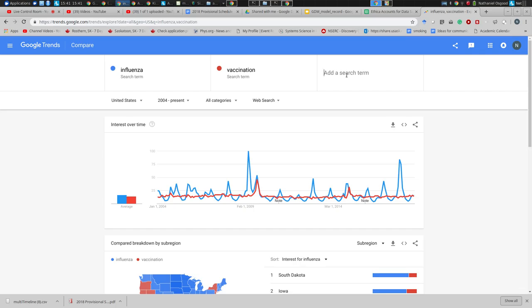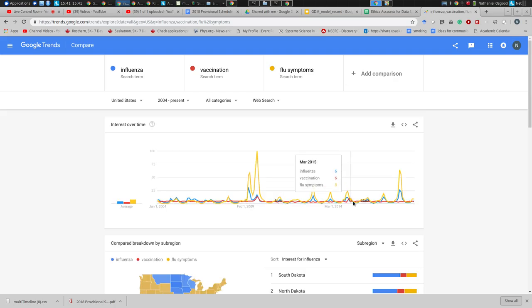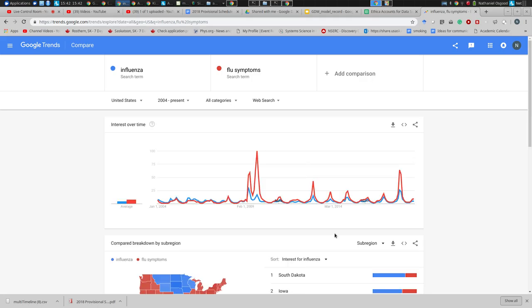Another thing I might look at is flu symptoms, something like that. And here you'll find a pattern. In this case, it's yellow, which has a high degree of covariation. For ease of seeing it, I'm going to get rid of this one. And you'll see quite a degree of common covariation here, indicating there's probably a lot of similar interests driving both of these types of searches over time.